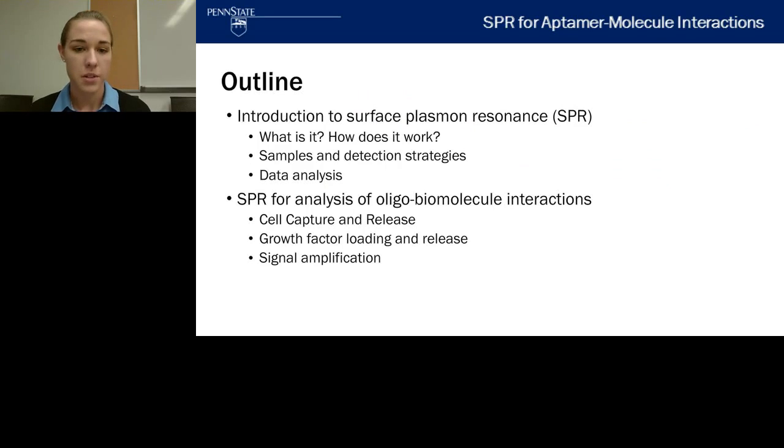First I'm going to introduce what surface plasmon resonance, or SPR, is and how it works. I'm also going to be looking at the samples and detection strategies that are available, and then talk a little bit about data analysis and how this can be done in the output from SPR. Next, I'm going to be talking a bit about how our lab uses surface plasmon resonance to evaluate biomolecular interactions, specifically using oligonucleotides. We do this using oligonucleotides for cell capture and release, for the loading and release of growth factors, and also for signal amplification.